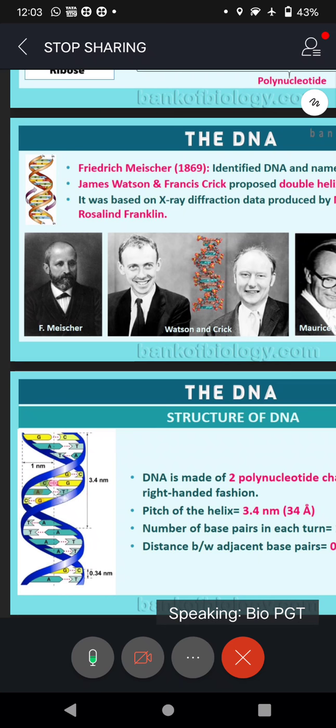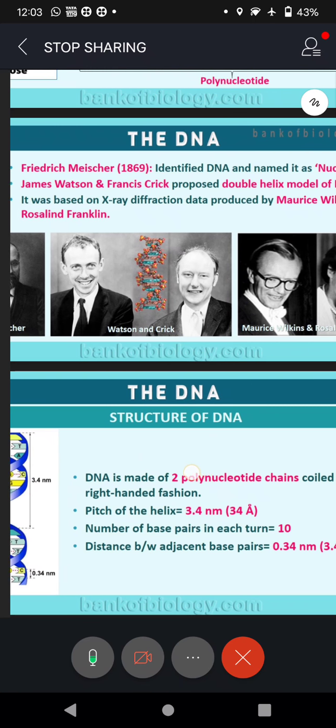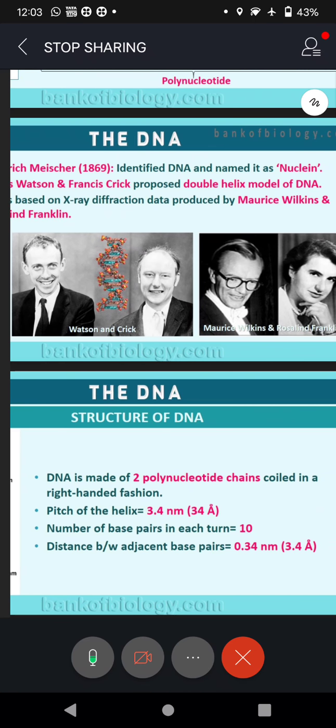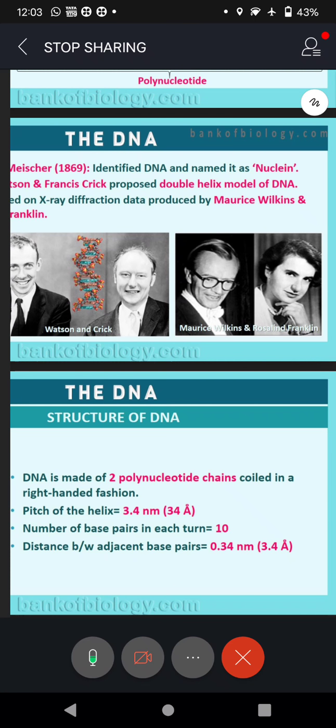Miescher and Professor Watson and Crick, all our favorites, and Wilkins and Franklin. Without these people, we wouldn't have understood what we are, why we are. Thanks to them. What is it that they have said? Miescher, way back in 1869, identified DNA and named it nuclein. You must appreciate him. When? 1869. Now we are in 2021.